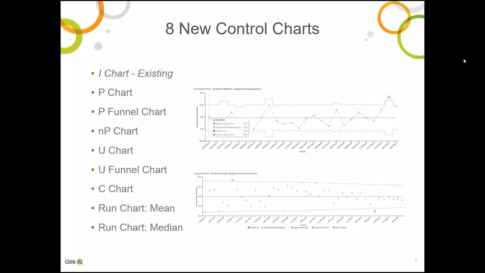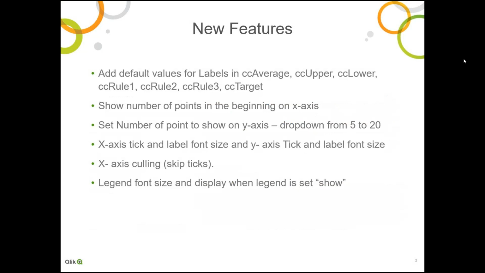So in this release, we have 8 new control chart types, as you can see there. So the I chart, which is the existing chart that we've made available to date, but now we're adding a P chart, a P funnel chart, an NP chart, a U chart, a U funnel chart, a C chart, a run chart with a mean for the center line, and a run chart with the median for the center line. And I'll take you through some of these shortly as well.